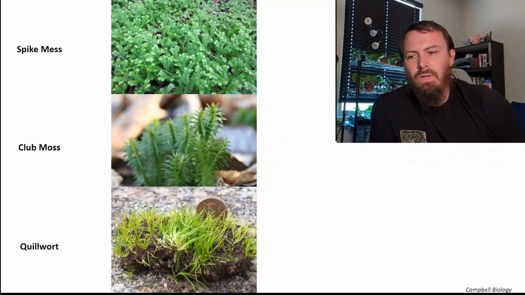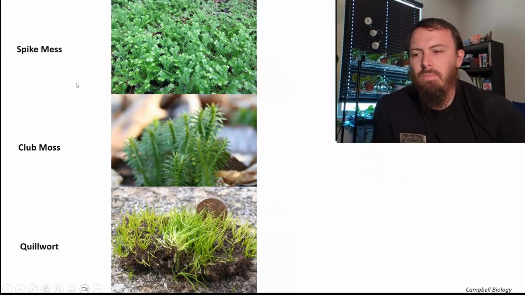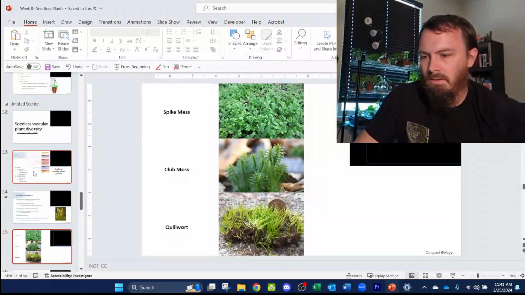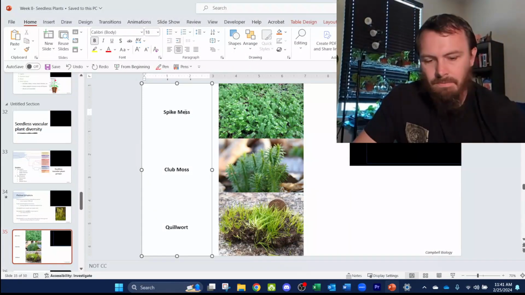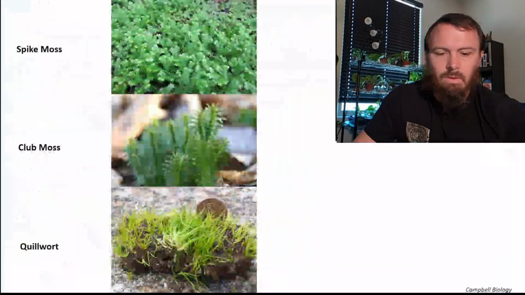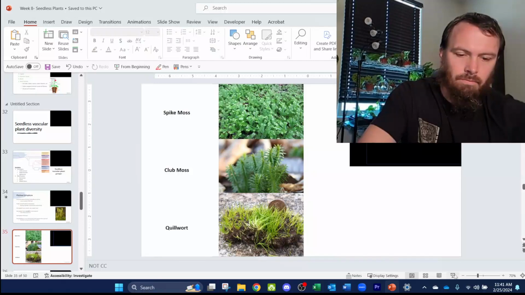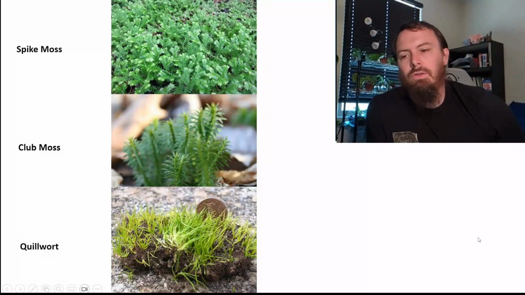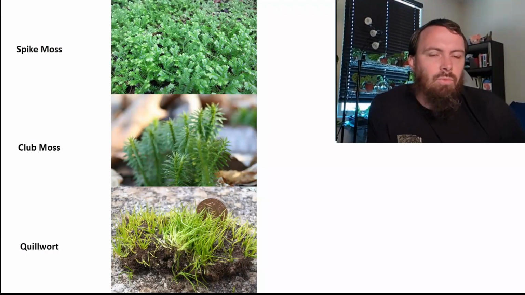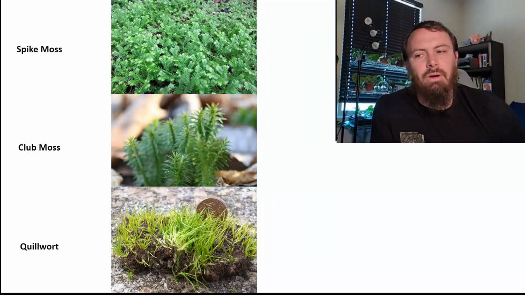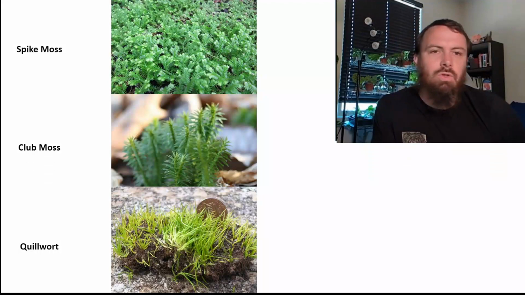Here are three different examples of these. Oh, that's supposed to say spike moss. Let me fix that real fast. So spike moss here. Spike moss is really common. We see it all over here, our Fresno area. Club moss is not quite so common, and quillworts you almost never see.